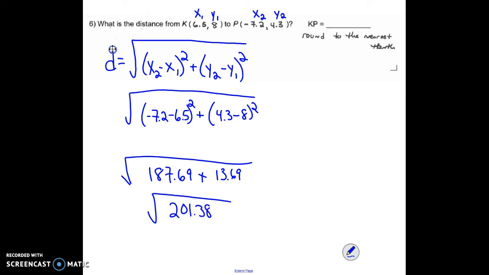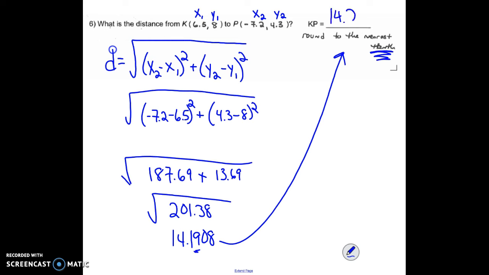Now I got to do the square root of that, and I get 14.1908. And if you go back to the problem, it says round to the nearest tenth. So if I'm just looking at this 9 right here, that's going to round this up to 14.2.